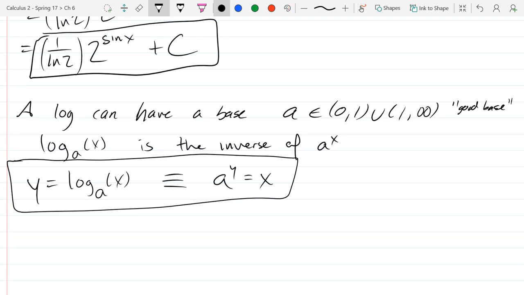And I think we did this in pre-cal 1. We did exponentials first and then defined logarithms to be their inverse. So we sort of went the other direction. We started with exponentials and then said the log is the inverse.